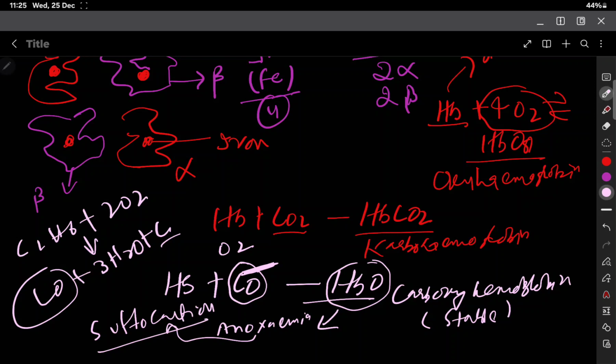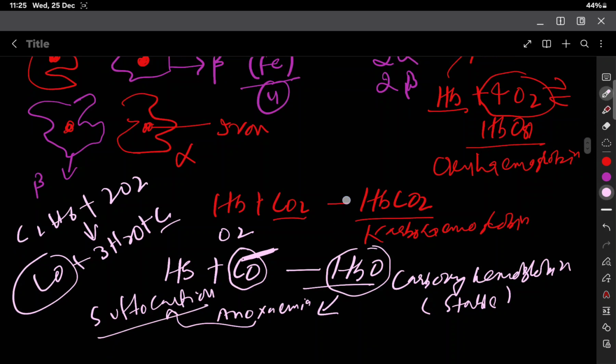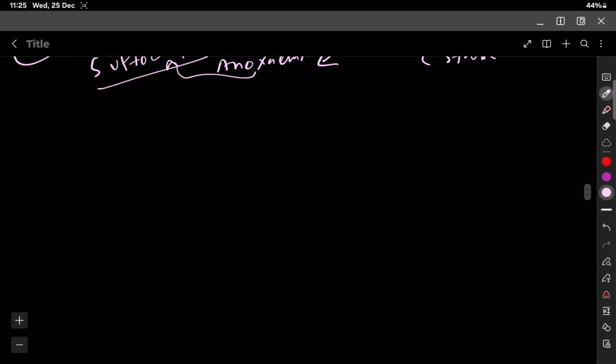That is how carboxyhemoglobin forms: this carbon monoxide reacts with the hemoglobin present in our blood. If there is ingestion of carbon monoxide, accidental or otherwise, it will form carboxyhemoglobin, which causes suffocation and is very dangerous for our health. Now our topic is the formation of hemoglobin, how hemoglobin is formed in our body.